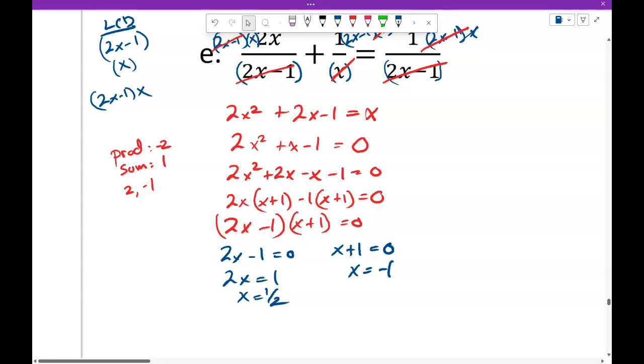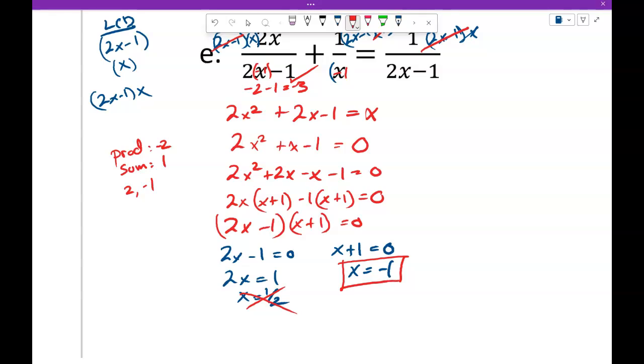Now we want to check both of these in our denominators. So if we take x and replace it with 1/2, well, 2 times 1/2 is 1 minus 1 equals 0. Well, we can't have that, so we know that 1/2 is an extraneous solution. We'll do the same thing with negative 1. 2 times negative 1 is negative 2, minus 1 is negative 3, so that's fine. Negative 1 doesn't equal 0, so that's fine. So we know that x equals negative 1 is our solution, and it's our only solution since 1/2 was extraneous.